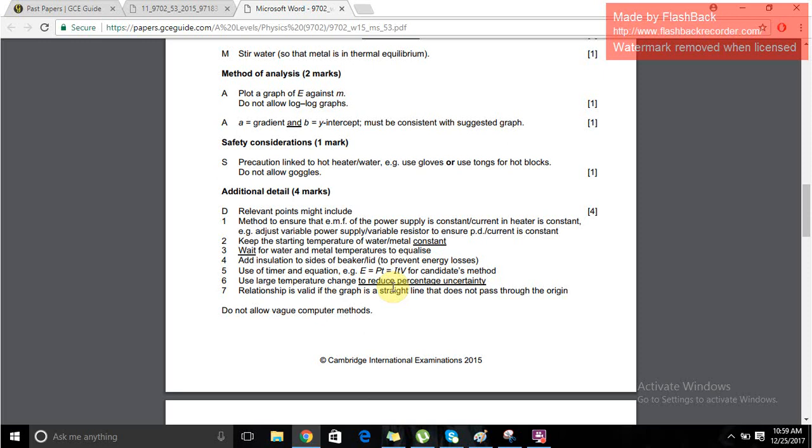So what did we miss out? Temperature equalization, and this should be enough of a hint to understand what it is that you meant. See? Method to ensure that EMF of the power supply is constant.